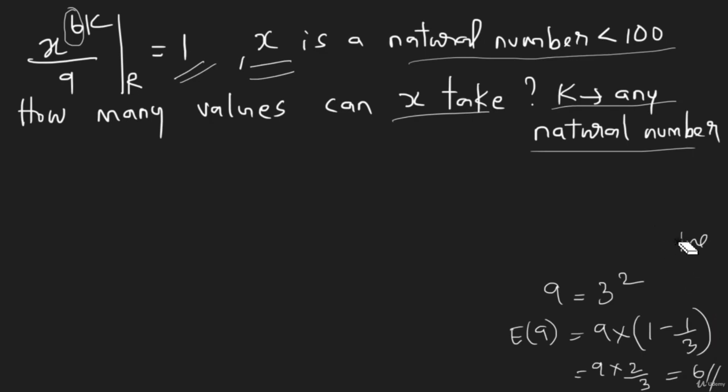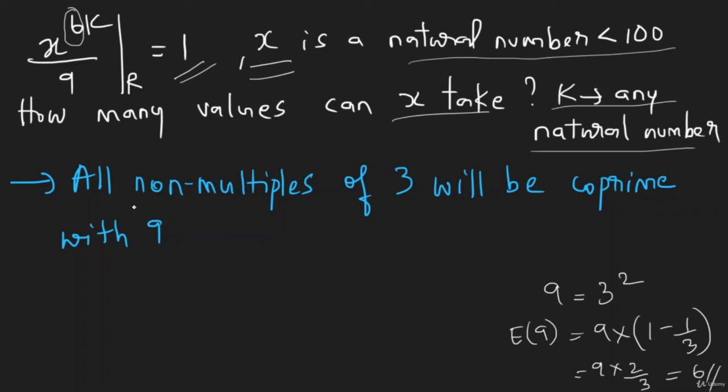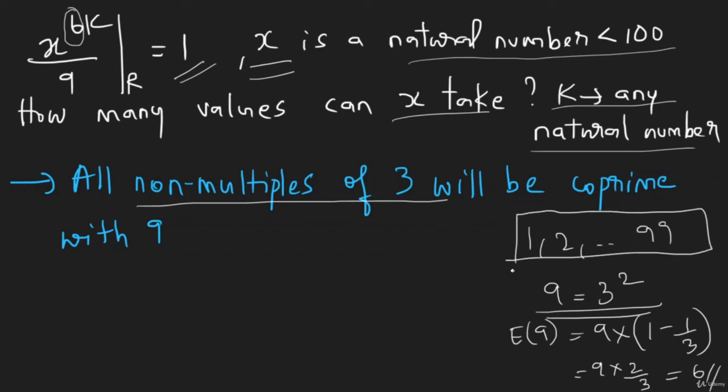Alright, now because we know that, let's try to find this out. What are the numbers that are co-prime with 9 that are less than 100? All non-multiples of 3 will be co-prime with 9, right? Because 9 is equal to 3 square. So any number which has 3 as a factor will have a common factor with 9. Therefore, all non-multiples of 3 will be co-prime with 9, right? So let's try to find out all the multiples of 3 which are less than 100. If we count 1, 2, 3 up to 99, that's 99 numbers. So we just need to find out the multiples of 3 and subtract it from 99.